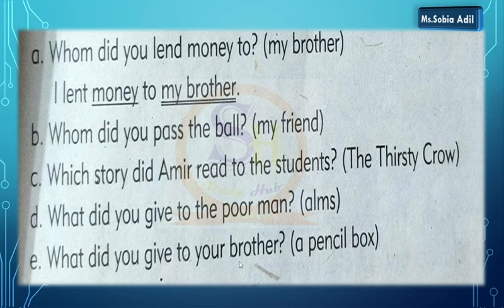Next one is, what did you give to your brother? A pencil box. You are to use it, right? What did you give to your brother? The answer is, I gave a pencil box to my brother. Now pencil box is here the direct object. You are to underline it, you have to underline it once. My brother is indirect, so you have to underline it double time, like this, right? I'm repeating it for you. I gave a pencil box to my brother. Pencil box is here direct and my brother is indirect, right?